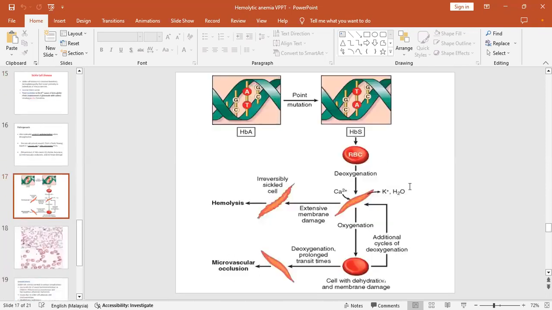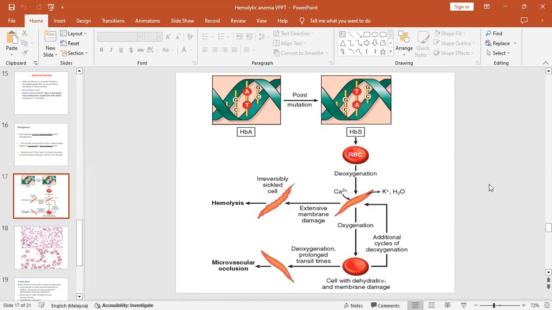This slide shows the pathogenesis of a case of sickle cell disease. Normal hemoglobin is HbA. When there is a point mutation, HbA gets converted to HbS. HbS, when it undergoes deoxygenation, potassium and water will go out of the RBC and calcium will enter the RBC. Repeated episodes of deoxygenation will produce what is known as an irreversibly sickled cell, which undergoes intravascular hemolysis as well as extravascular hemolysis.